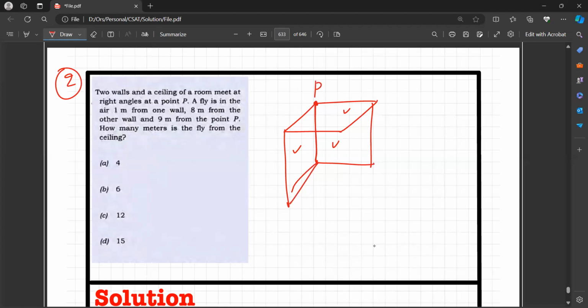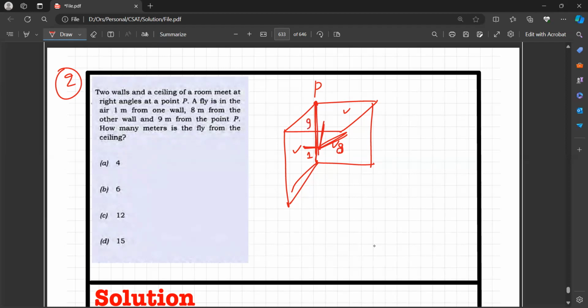A fly is in the air 1 meter from one wall. Suppose ये वाला wall से एक fly है which is at a position of 1 meter. दूसरे wall से which is at a position of 9 meter. How many meters is the fly from the ceiling? इस ceiling में से कितने मीटर है? Sorry, this is 8 and it is at a distance of 9 meter from P.